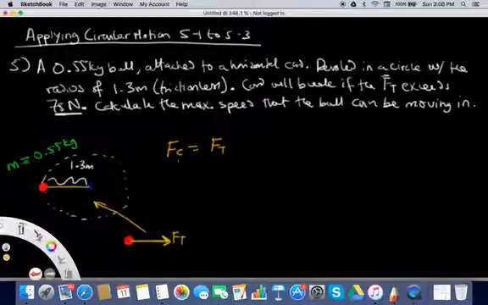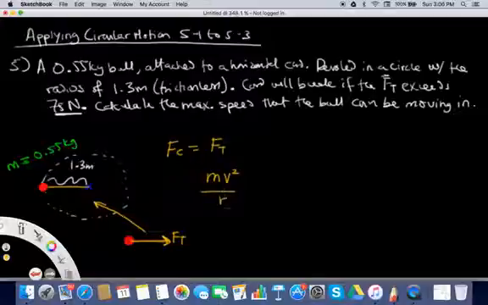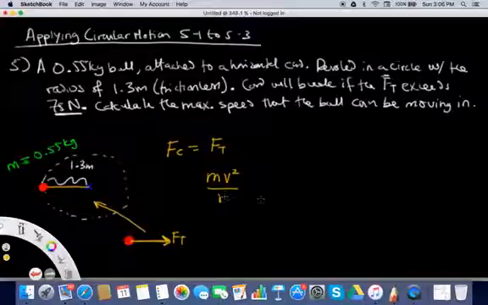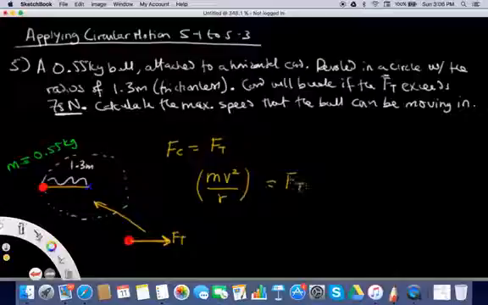So what is FC? Our centripetal force, if you remember, the equation of centripetal force is mv squared over r. So mass times the velocity squared over r, and that is equal to this tension force.